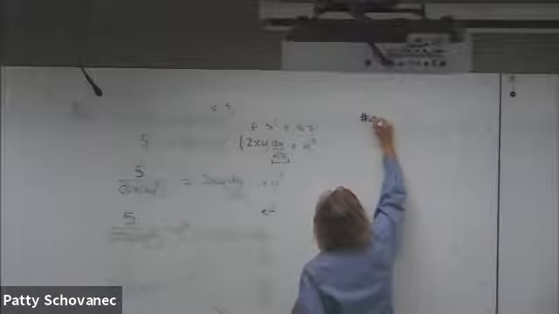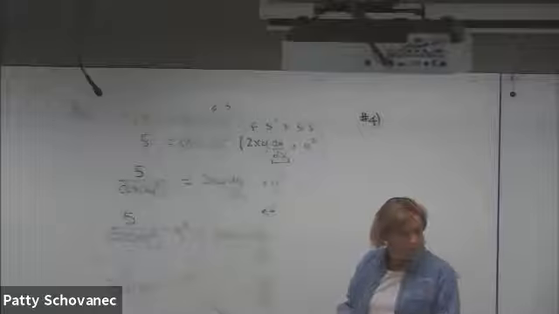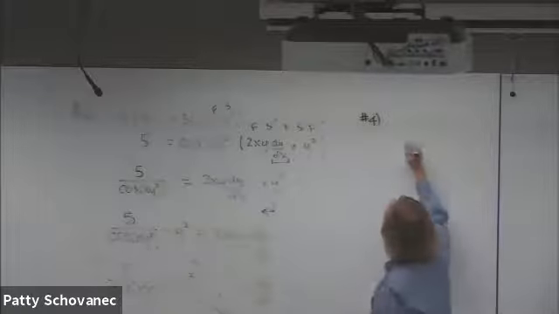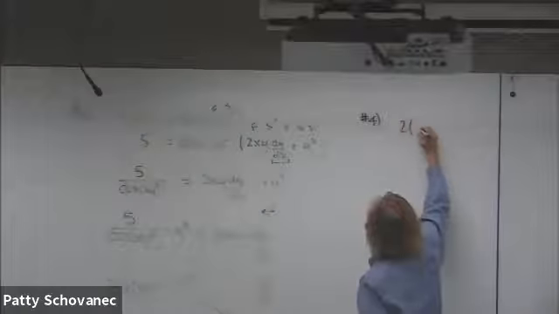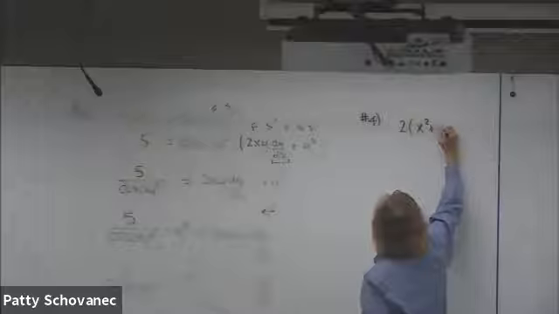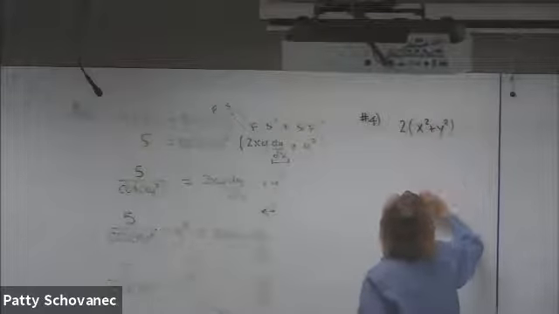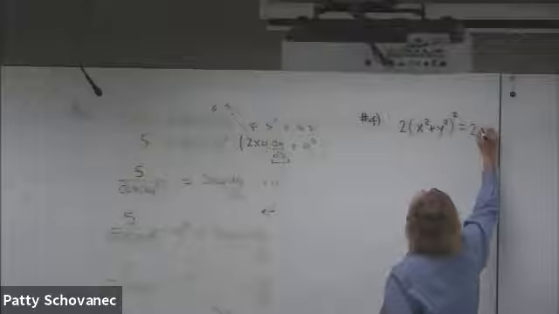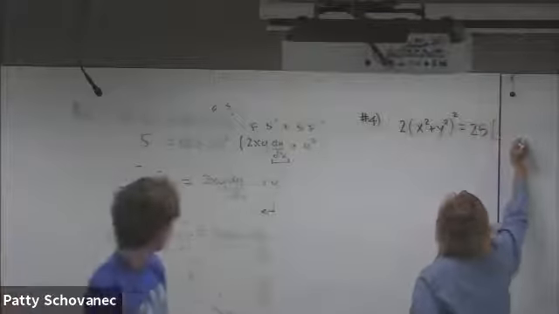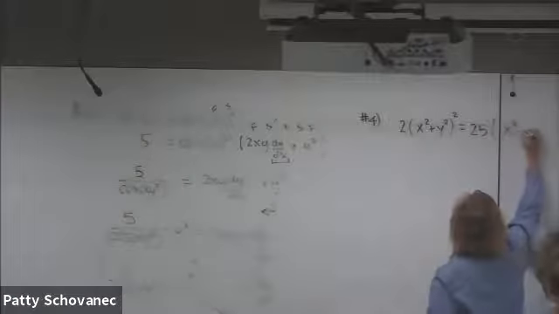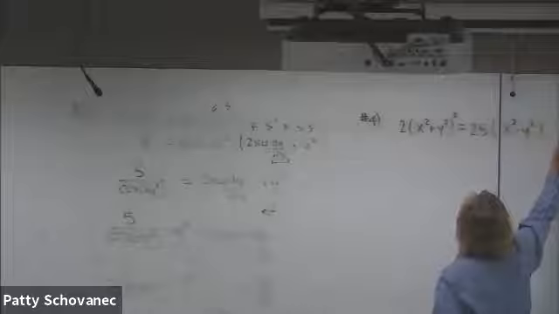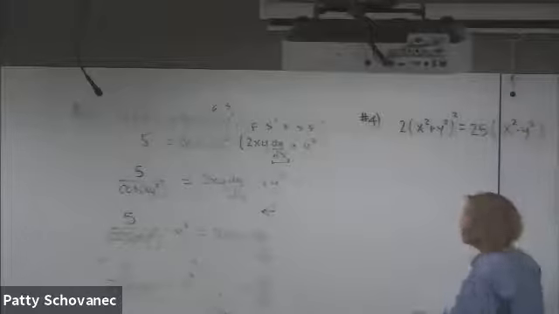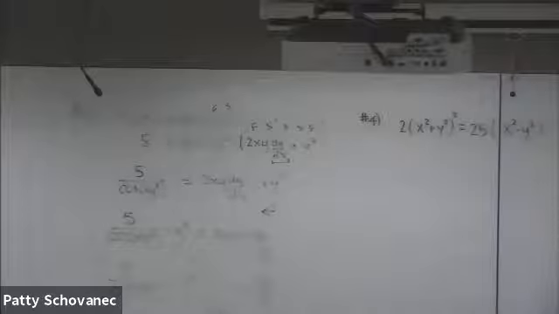It's 2 in parentheses x squared plus y squared, and that's squared, and equals 25 parentheses x squared minus y squared. No power on that? No. Okay. And the same instructions, we're going to find y prime.